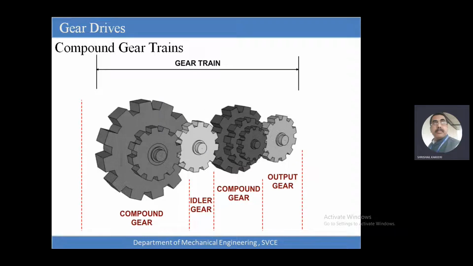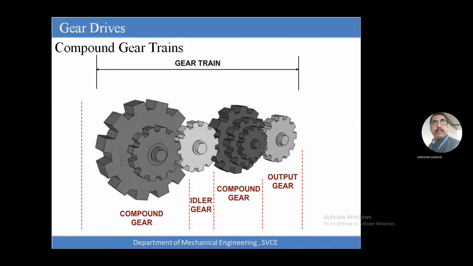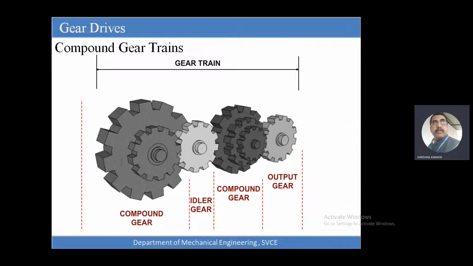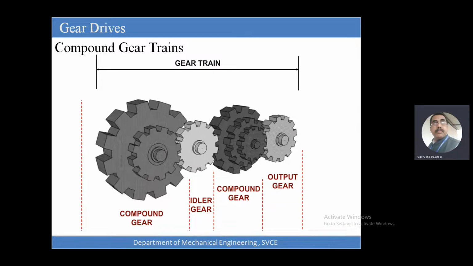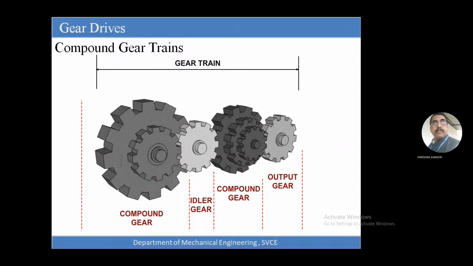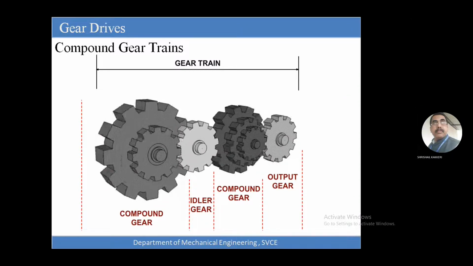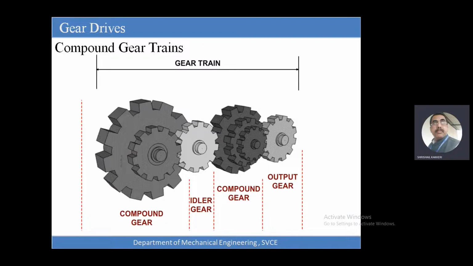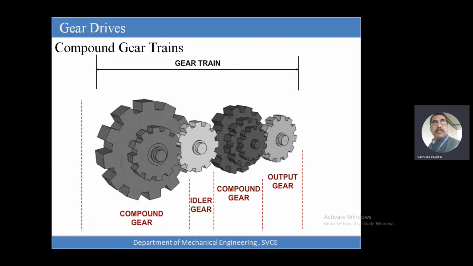Okay, there will be a shaft and there will be one gear in between them. And we say this is a simple gear train. This is a simple gear train.